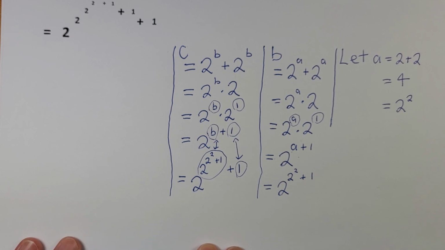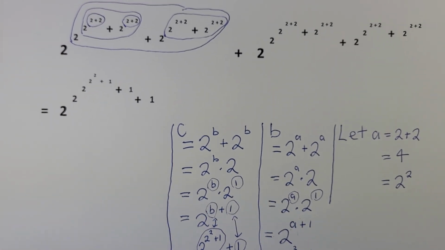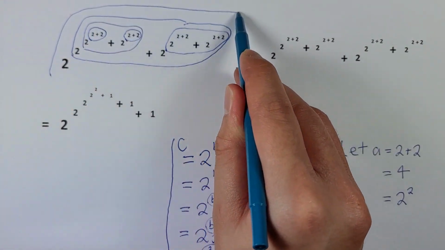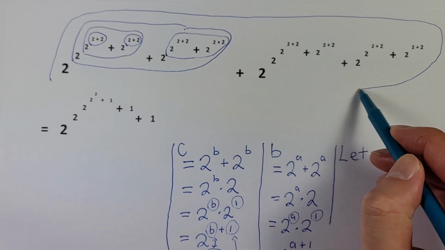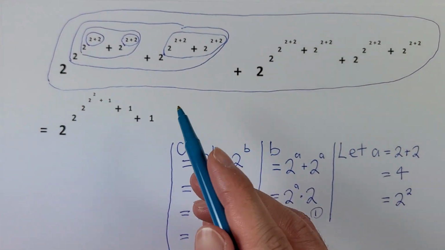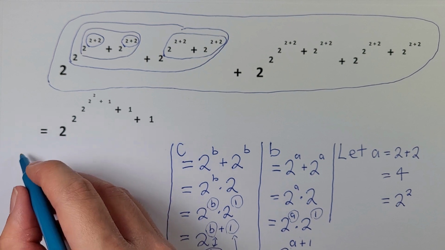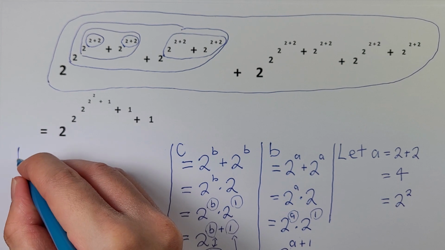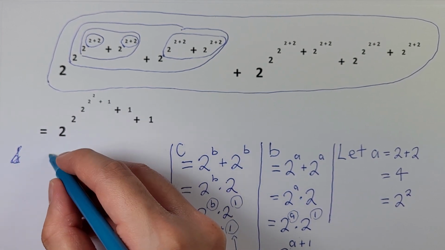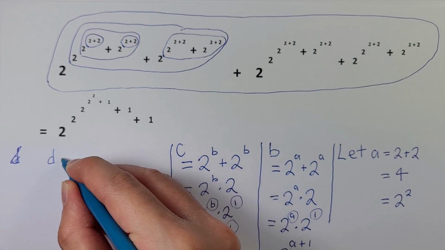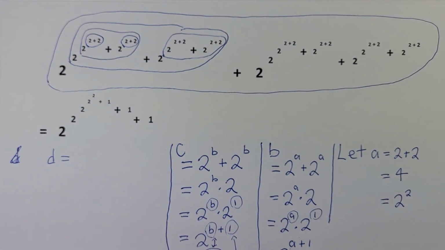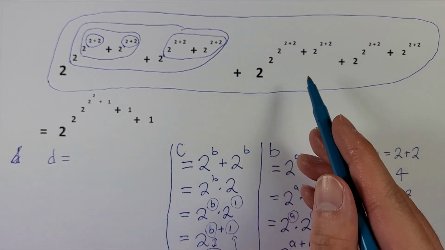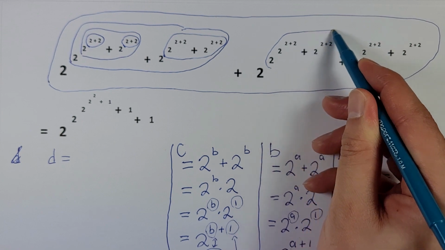So the last step is the big one. I'm going to look at this entire number here, and I'm going to call this number d. So I'm going to write d equals some number. So what is this number equal to? Well, let's take a look. I'm going to circle this number here on the right.